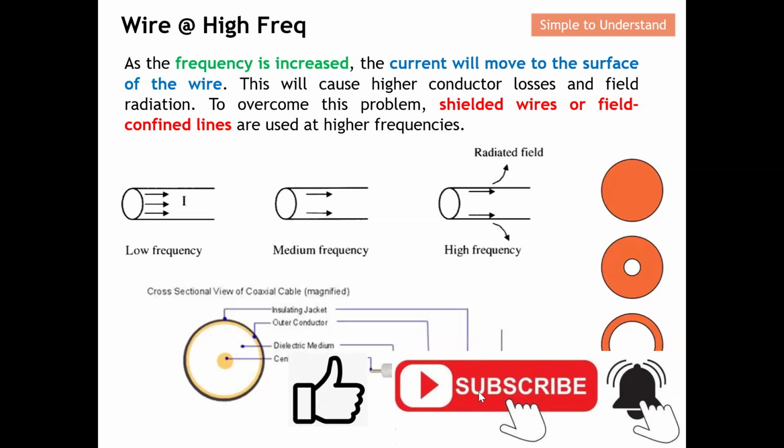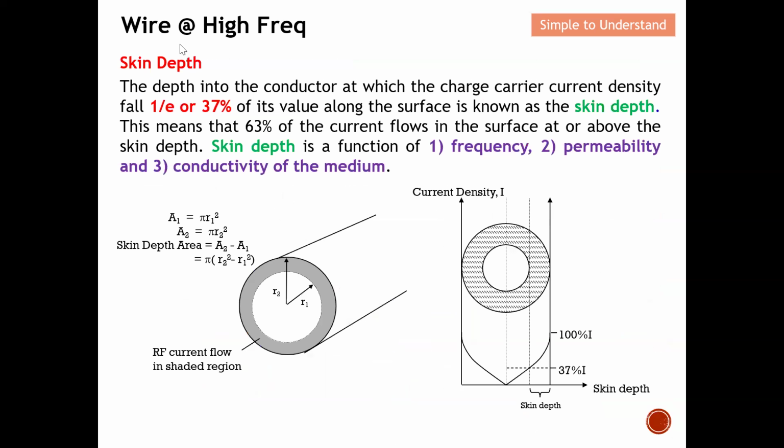Let me continue the discussion. Again, let me quickly define what is skin depth. The depth into the conductor at which the charge current density falls to 1 over e, the exponential, or 37% of its value along the surface, is known as skin depth. Let's not dwell so much on this. This means that 63% of the current flows in the surface at or above the skin depth.